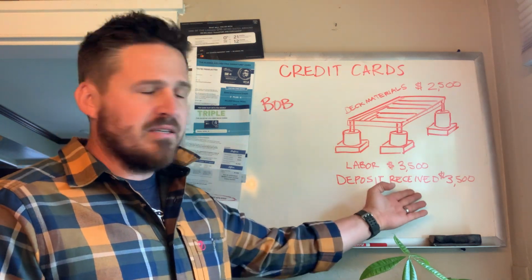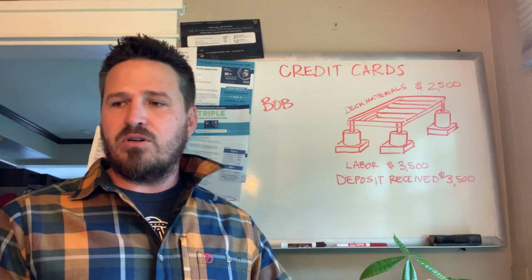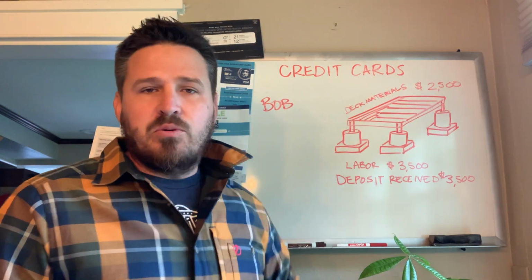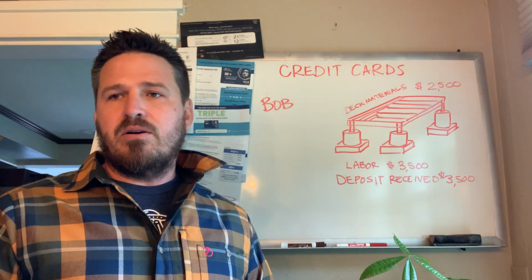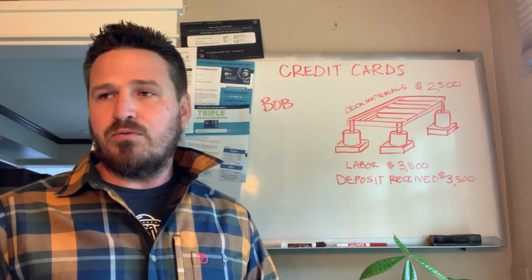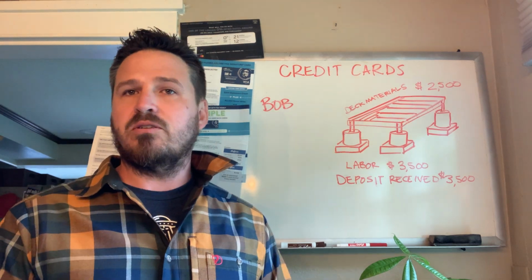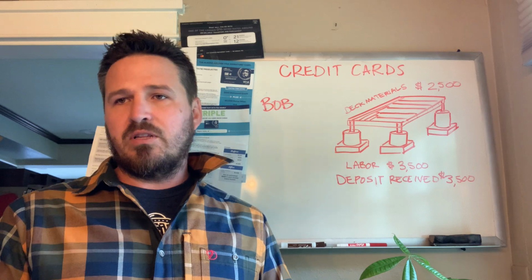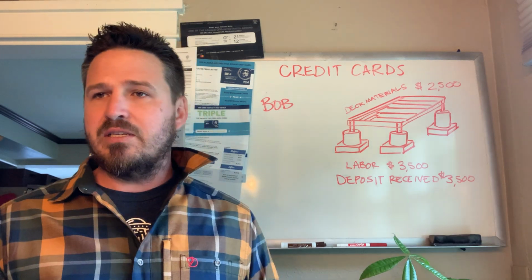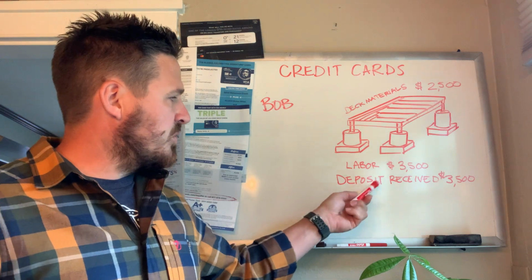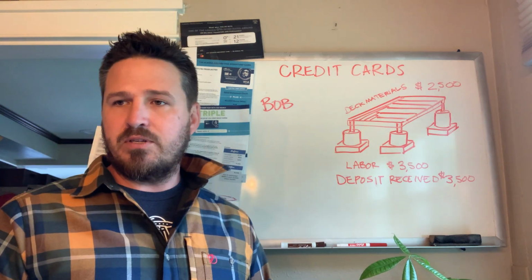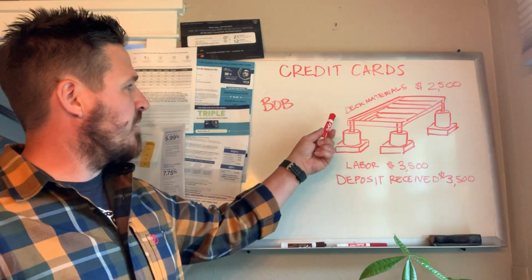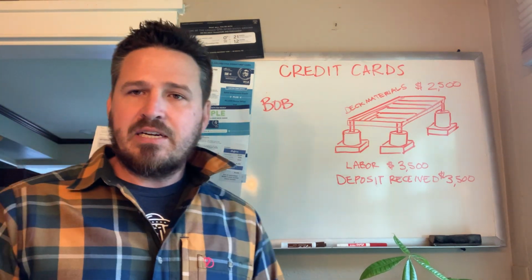So he's got a deposit of $3,500 that he can use towards the project with a remaining balance of $2,500. Now, he's got labor for employees and subcontractors that need to be paid for the work that they're going to perform for Bob and the homeowners on this deck project. So Bob will use the money that he's received for this project to pay for the labor, and he's going to utilize an account that he has to pay for the deck materials.